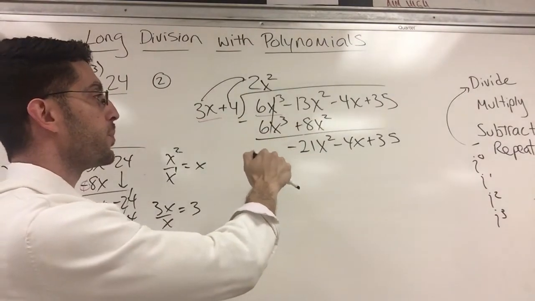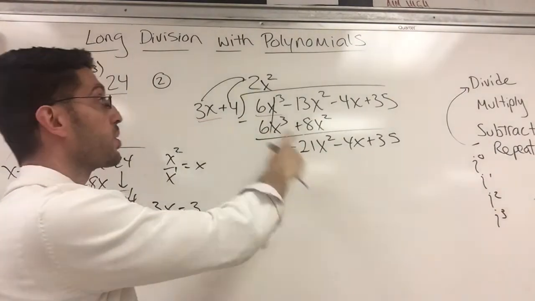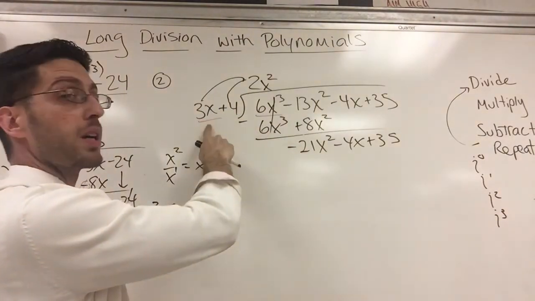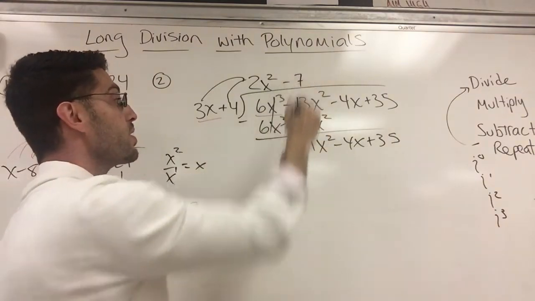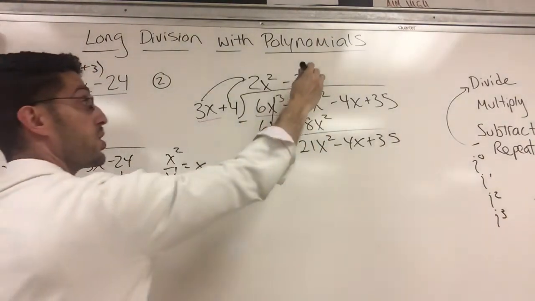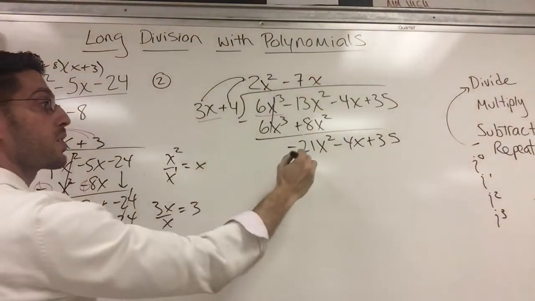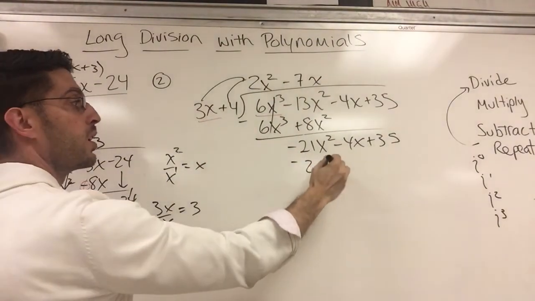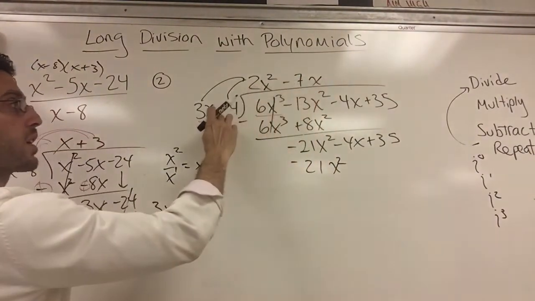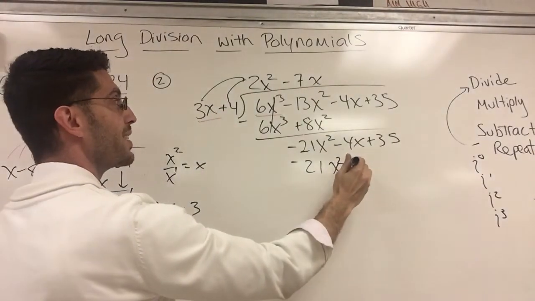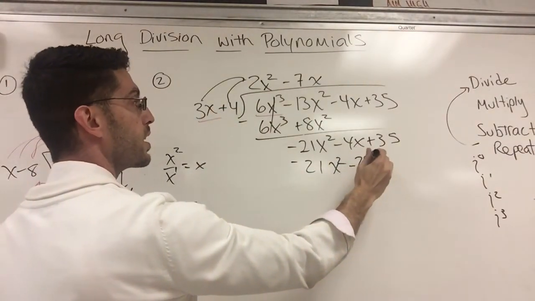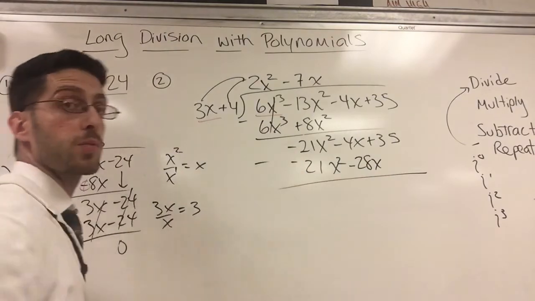So, again, first term divided by first term, negative 21 divided by 3 is negative 7. x squared divided by x is just x. Negative 7x times 3x is negative 21x squared. Negative 7x times 4 is negative 28x. And again, I subtract.